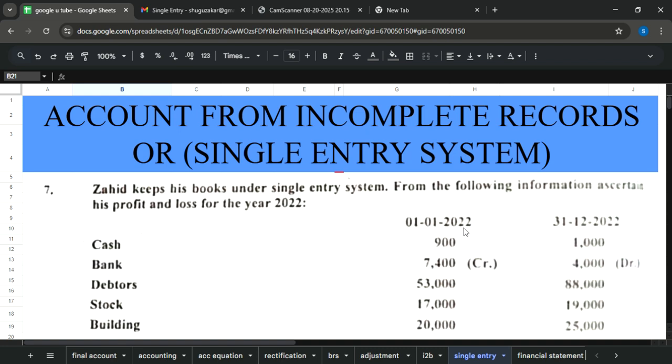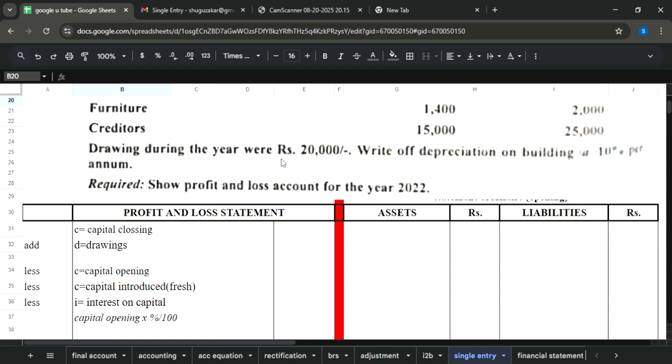1st January 22, 31st December 22. It means it's opening and closing. Secondly, just two adjustments are given, drawings and depreciation.